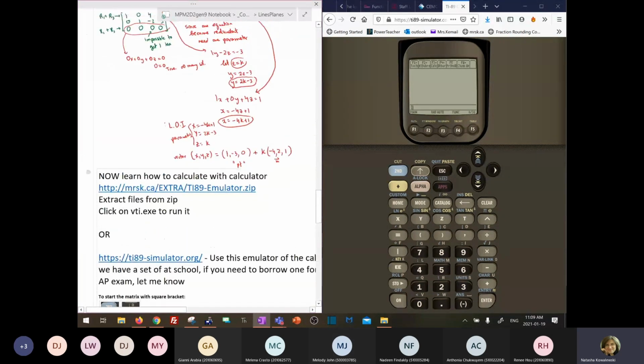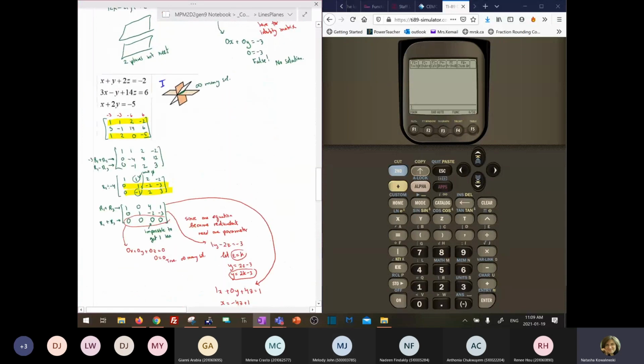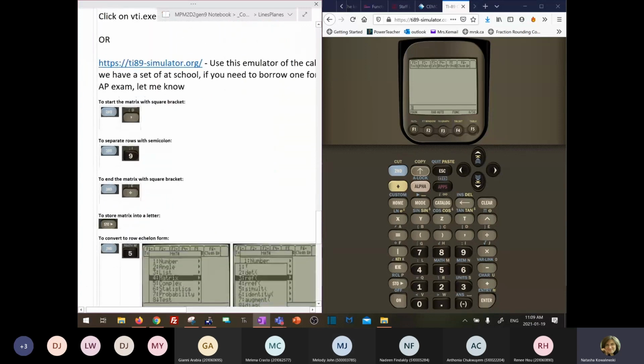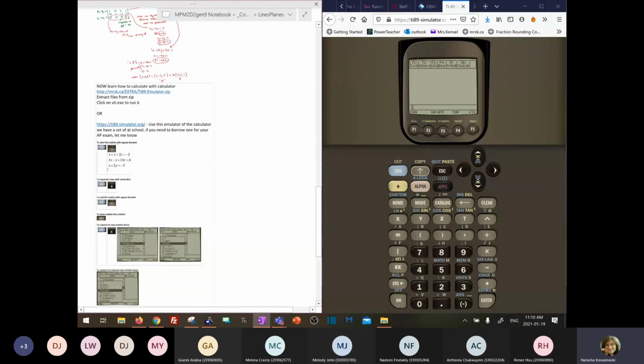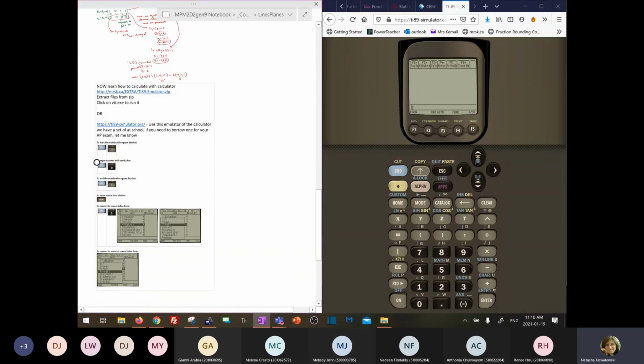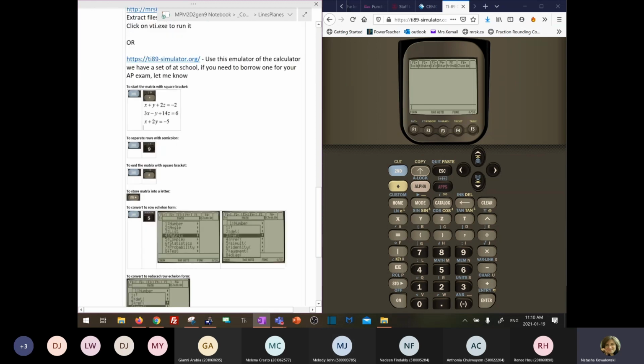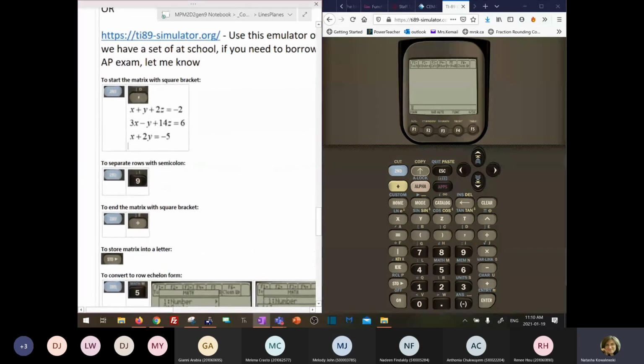Okay, so let's do the one that we were just working with. So let me just copy these numbers because I won't remember them. Okay, follow along. So the first row is 1, 1, 2, and then -2, right? So you type in 1.